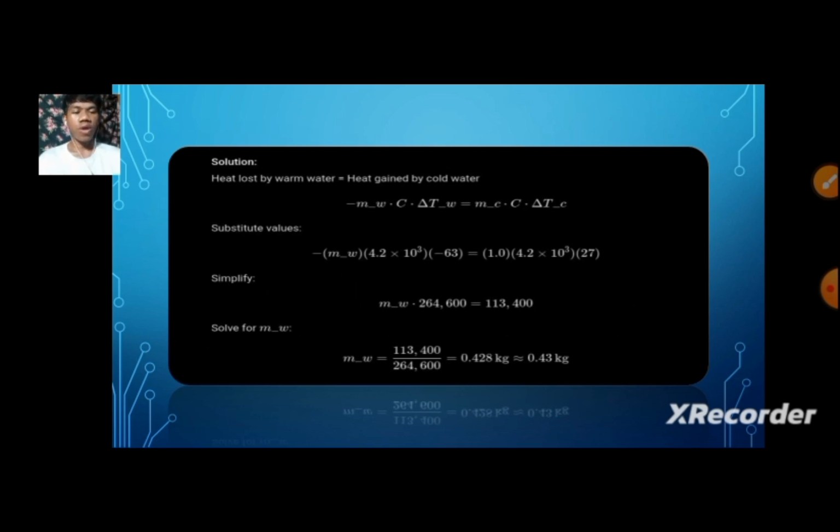To solve for M_W as our mass, here is the solution. M_W is equal to 113,400 divided by 264,600, which is equal to 0.428 kilogram, or 0.43 kilogram.